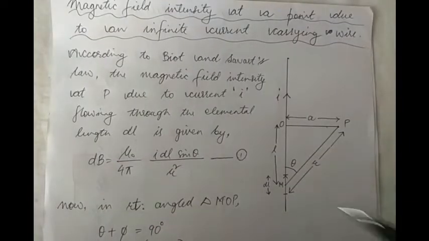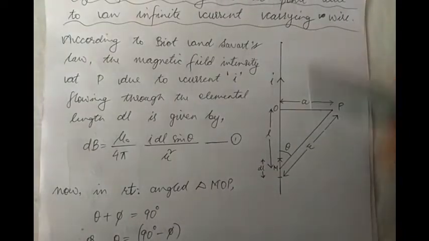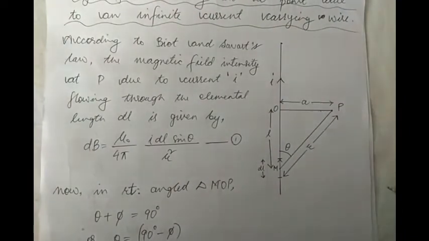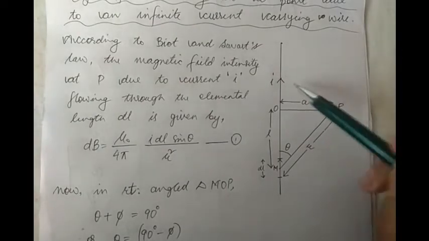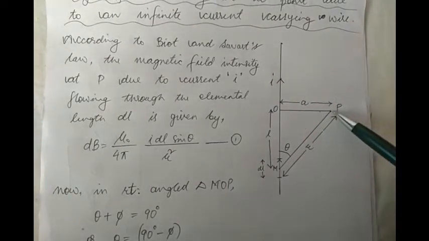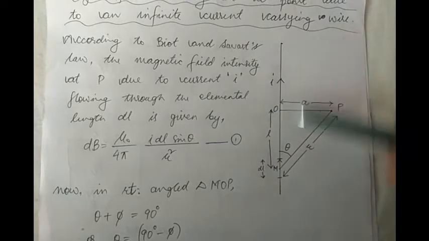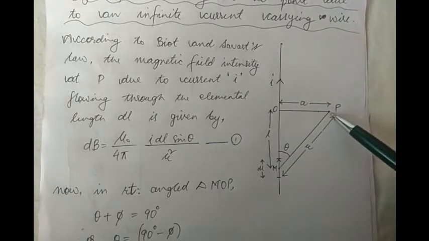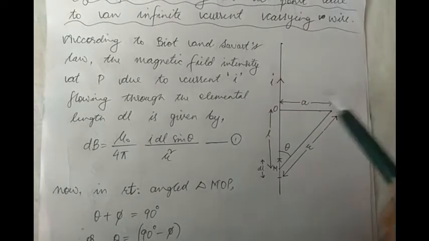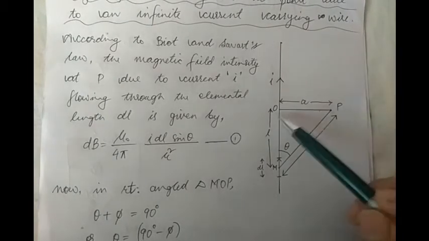So first of all, we have this wire. It's supposed to be infinite in extent. This wire is carrying current I, and we want to find the magnetic field intensity at point P due to the whole length of the wire. Say for example, this point P is at a distance A from the wire. So this distance A is fixed.